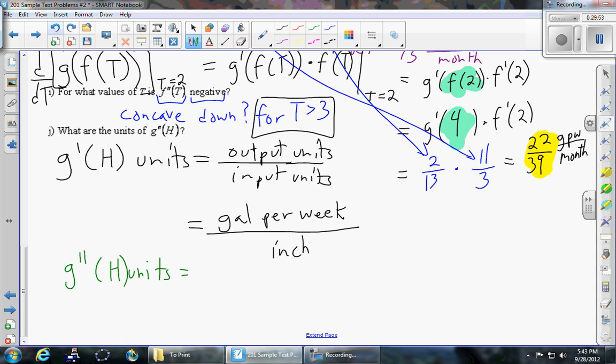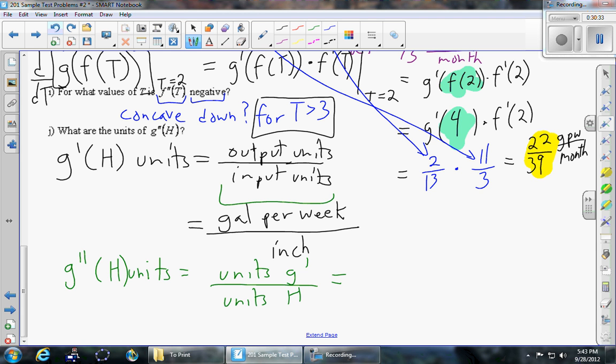Okay, g double prime units. What we want here is to think of g double prime as being the first derivative of the first derivative. So we know that the units of any derivative, that's what we've got written up there in black. If you have a derivative, you just have to do the output over the input. So we do have a derivative. G double prime is a derivative of G prime. So I want the units of G prime. That's the original function, divided by the units for the input. And the units for the input are still H.